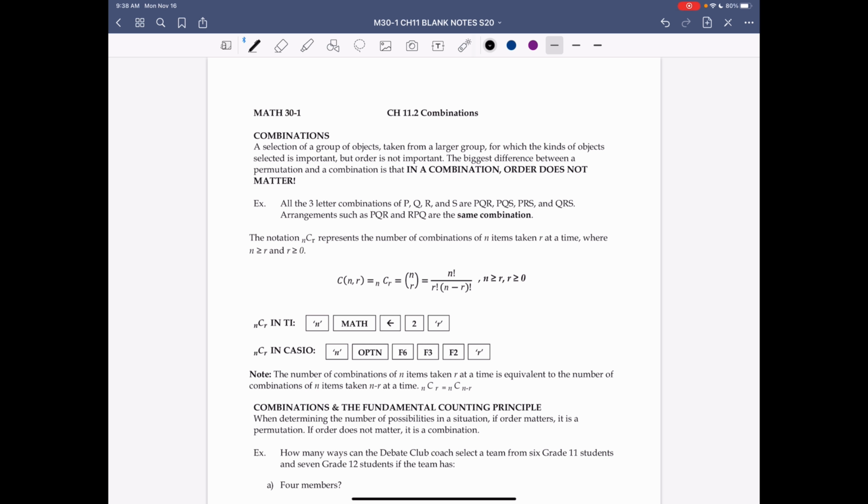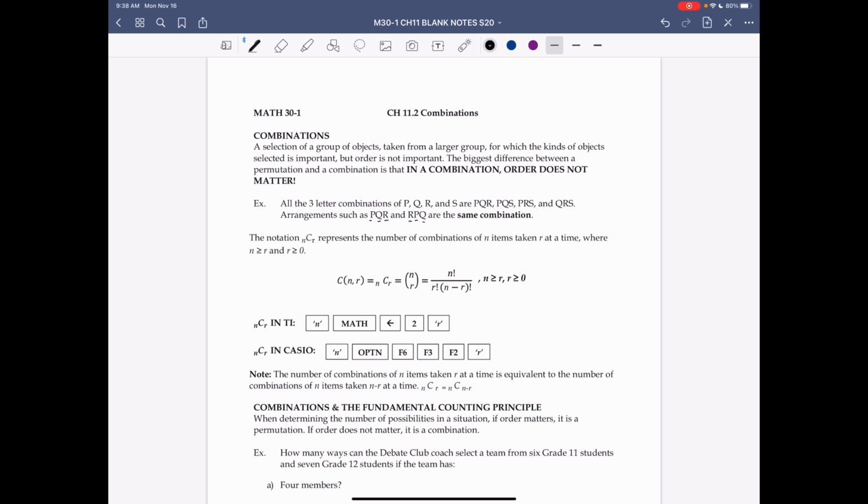Example, all the three-letter combinations of the letters P, Q, R, and S are PQR, PQS, PRS, and QRS. Arrangements such as PQR and RPQ, which have the same letters, they both have P, Q, and R, they're just in different orders. Those are the same combination. They would be different permutations because the order is different, but they are the same combination because for combinations, order does not matter.